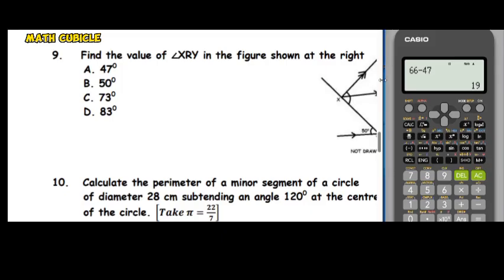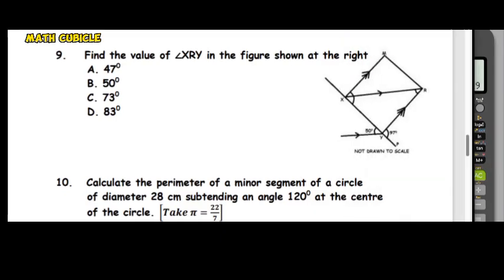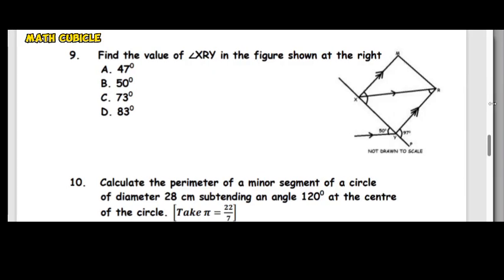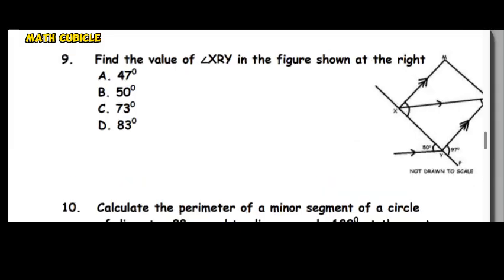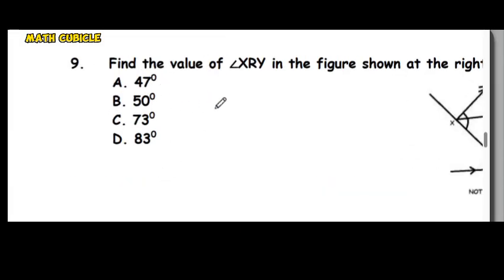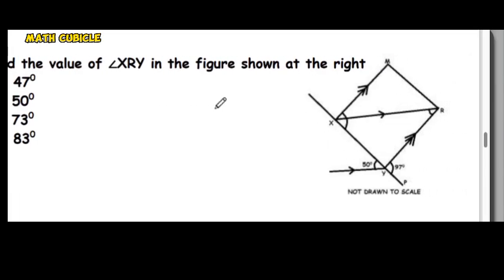I'll have to collapse this a bit. Find the value of angle XRY in the figure shown at the right. Let me zoom it out a bit. Find the value of angle XRY. That means this angle. We're looking for this angle now. As you can see, this line XR is parallel to this line. So if this is 50, this angle here is 50 also.